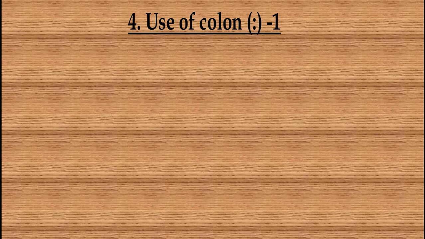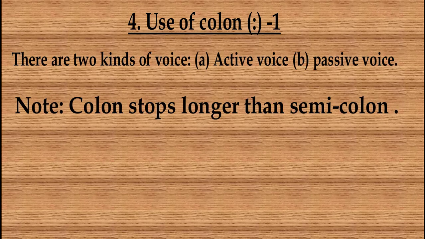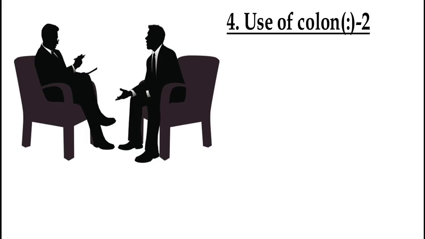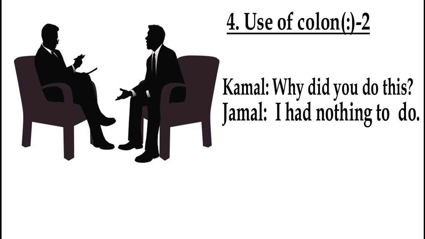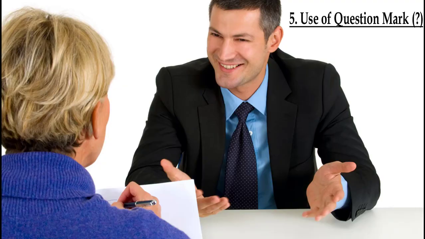Use of colon 1. There are two kinds of voice: active voice, passive voice. Note: a colon stops longer than a semicolon. It is used to explain any previous sentence or quotation. Use of colon 2. Kamal: Why did you do this? Jamal: I had nothing to do. Note: it is used between the name of the speaker and his speech at the time of drama or dialogue.